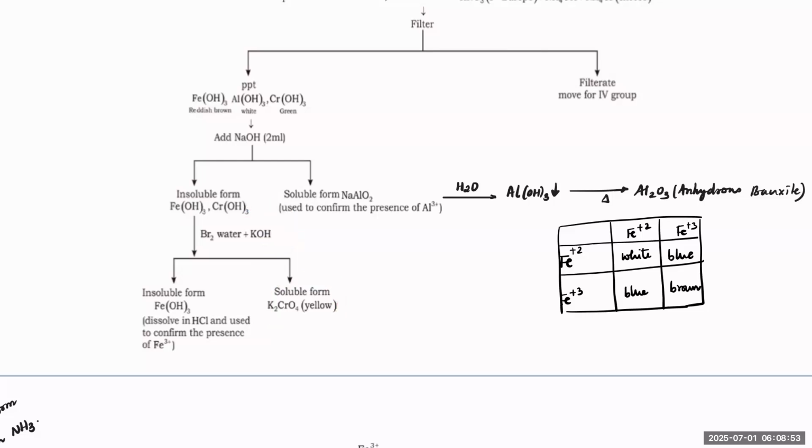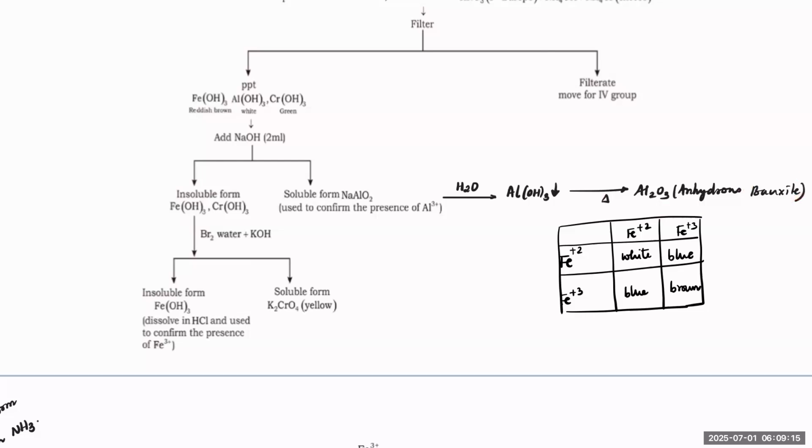Okay, clear? Yes. And now this soluble form, sodium aluminate, if you add it to water, it will again regain aluminum hydroxide. And if you heat further, it will become anhydrous Al2O3, which is also known as bauxite.